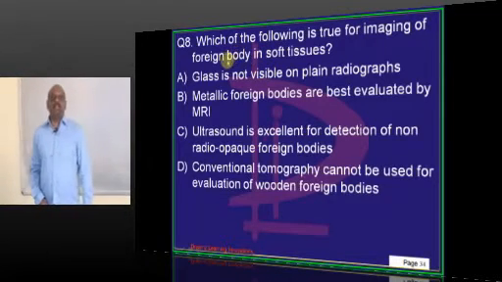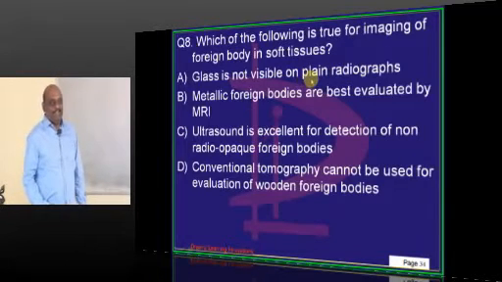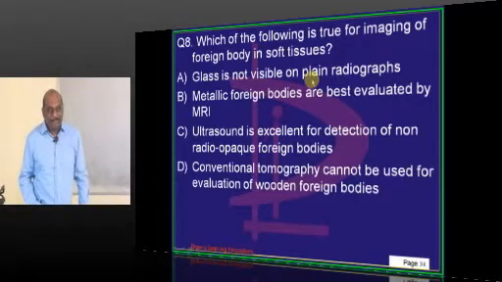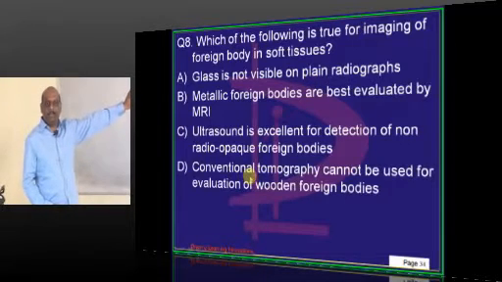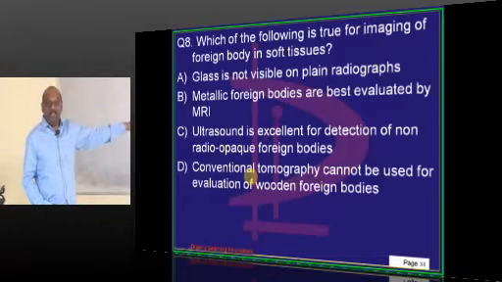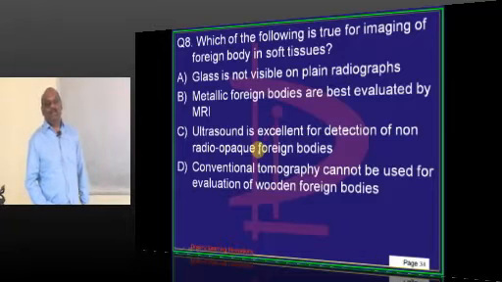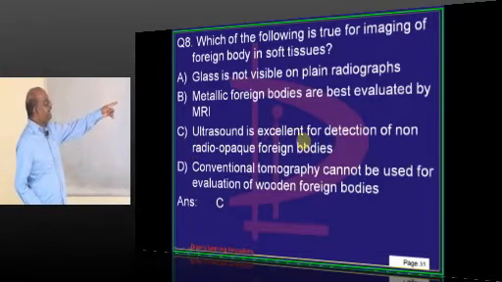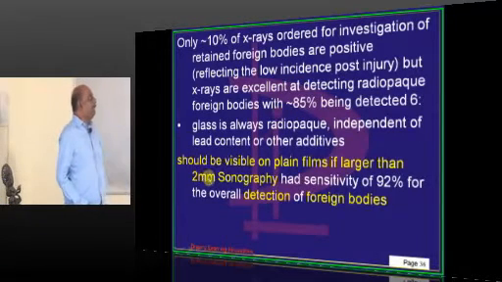Foreign bodies in soft tissues, and how will you do the imaging? Is this a question that comes from reading? No. It is what you have seen in housemanship in casualty, how many patients you have seen in emergency medicine. Based on that, this is a question you will answer not by reading, but by guessing in the exam hall. This is different from the zebra question. Zebra is entirely in God's hands. This question is based on your common sense, which is uncommonly available. Understood? Yes. So, ultrasound is excellent for detection of non-radio-opaque foreign bodies, is what you have to basically remember.